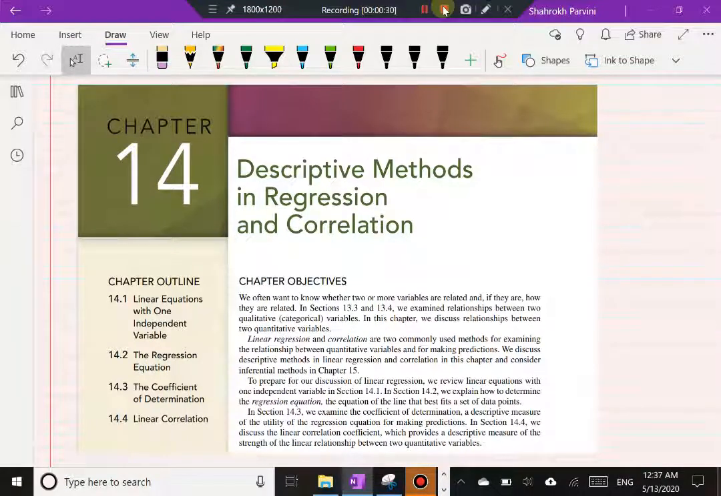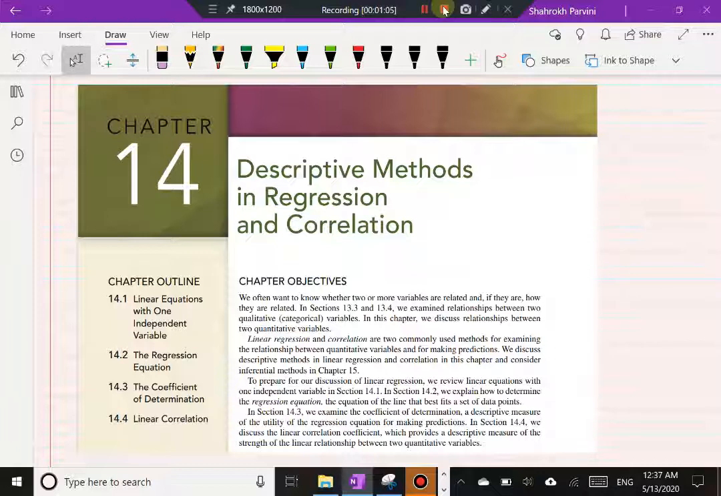So the idea is to predict the value of one variable from that of another variable. For example, if you know a person's height, you could possibly predict their weight. If you know their incoming GPA, you could possibly predict the test score. Or if you look at the age of a person, you can predict their cholesterol. So things that are in that nature.